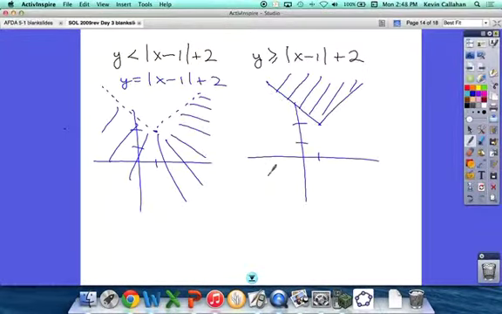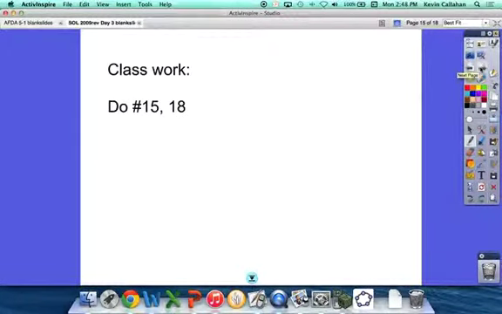Okay, so do these 15 and 18. It's one of each. One variable and one two variable.